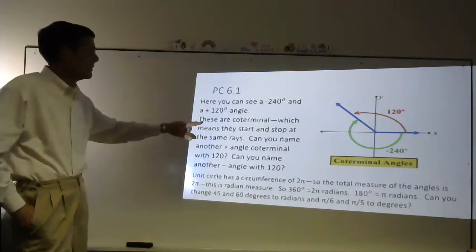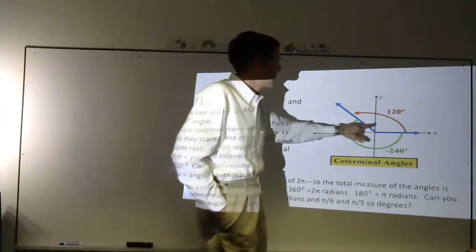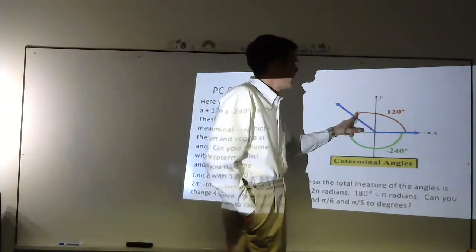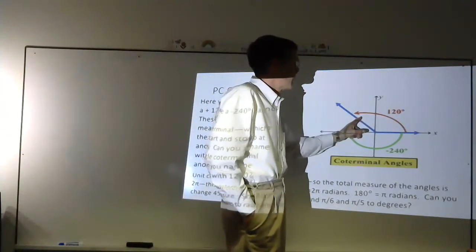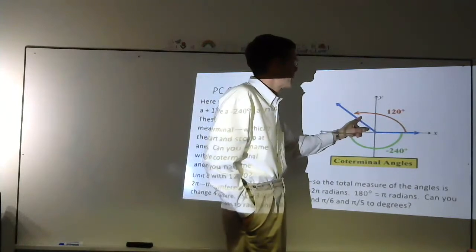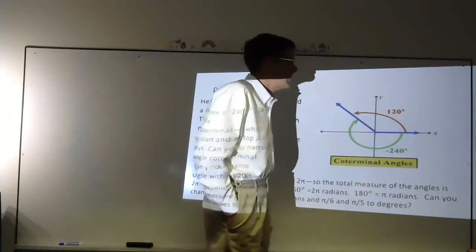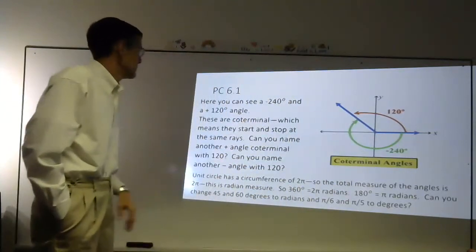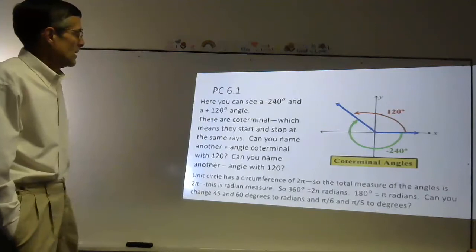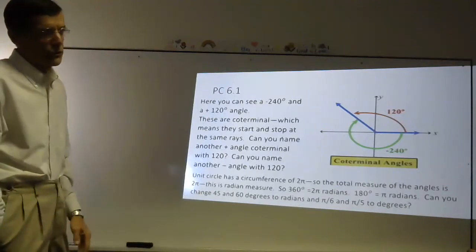Let's go back here. The red coterminal, I just want to double check that one. The red coterminal was 120. What's another positive angle coterminal with that? You could take 360 plus the 120 and get 480. Right. Okay, let's talk a little bit about degree measure.